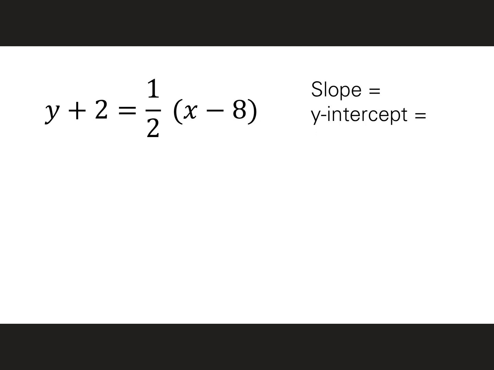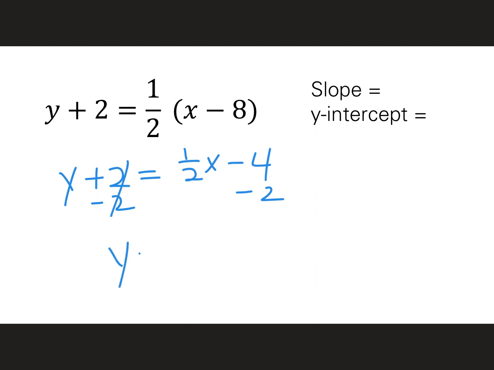Ah, it has a fraction. That's okay, you can do this. Go ahead, pause the video, solve for y, figure out the slope and the y-intercept, and then come back. All right, here we go. I am going to distribute that 1/2, which becomes 1/2 x, and then 1/2 of -8 is just -4. Then I'm going to subtract 2. y equals 1/2 x minus 6. All right, so what's my slope? 1/2. What's my y-intercept? -6. And there you go.